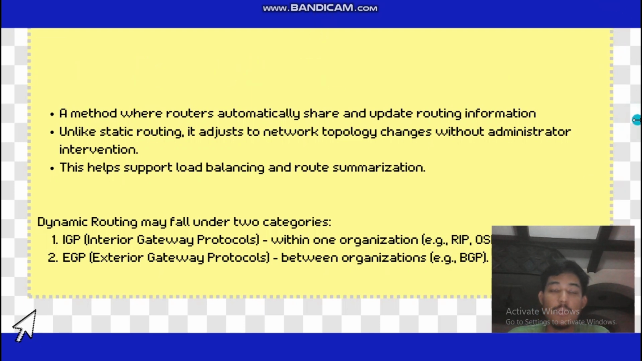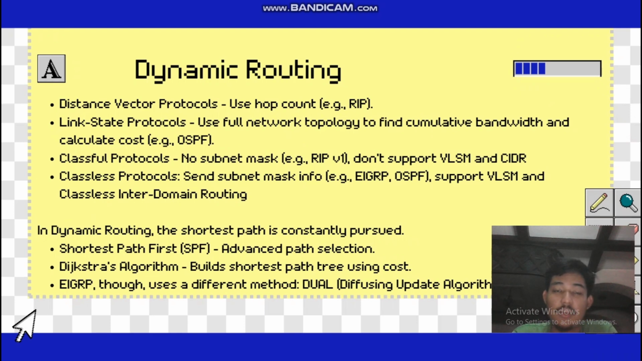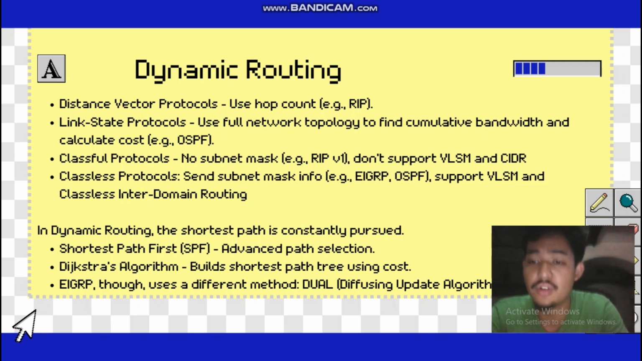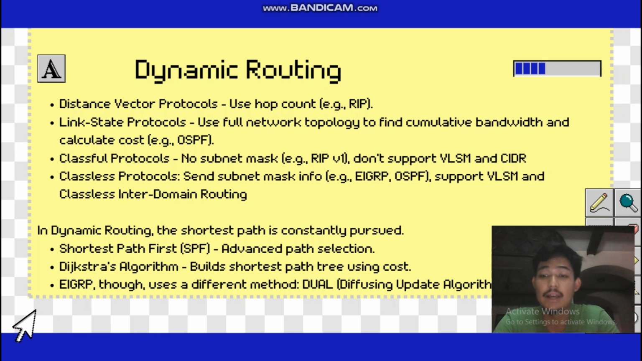So we can move on to further examples, or subtypes, of dynamic routing. The first one is distance vector protocols, which use hop count in order to connect devices together. Hop count is the number of intermediate devices that a packet has to pass through in order to reach its end device. We will learn what packets are later. An example of this is the Routing Information Protocol, or RIP, one of the very first protocols implemented in networking.